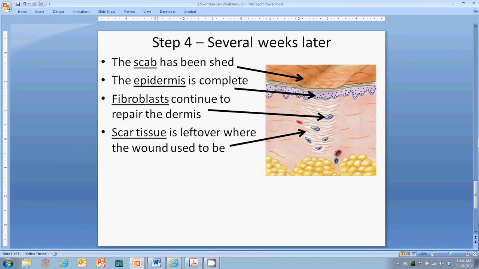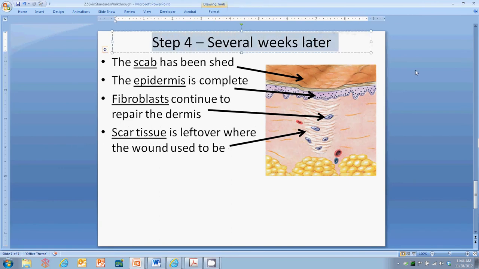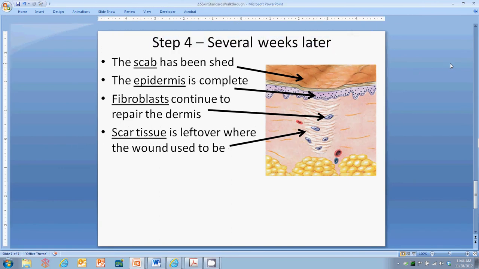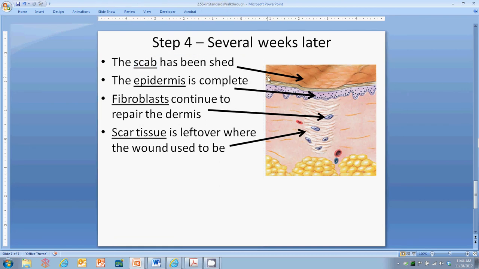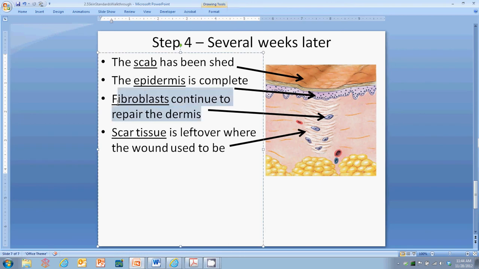Step 4, several weeks later. So after several weeks, our scab is gone. What you should draw is the skin, and there's a little depression here, meaning a little hole. It's not the same height, but the scab's gone. The epidermis is complete. It's not totally finished, right? There's this little hole because fibroblasts are still repairing the dermis.